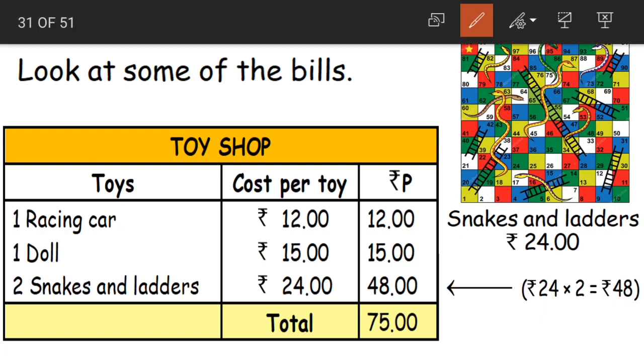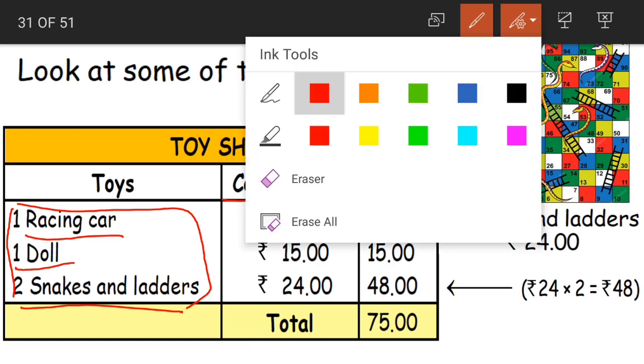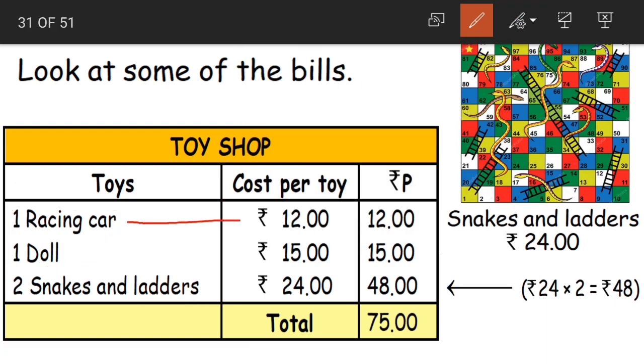Now what is there here? The toys that they have bought: one racing car, one doll and two snakes and ladders. Now next we have the cost per toy. Each toy costs, see, one racing car costs 12 rupees, one doll costs 15 rupees, one snake and ladders costs 24 rupees. This is the cost per toy, that is per one toy.